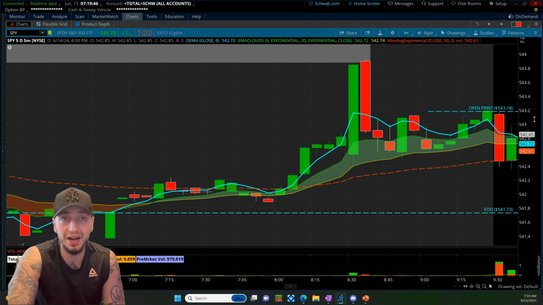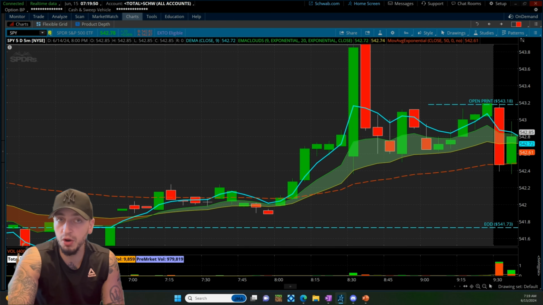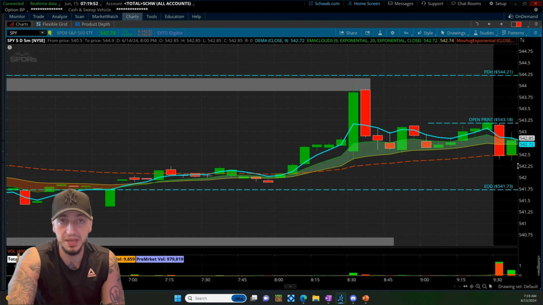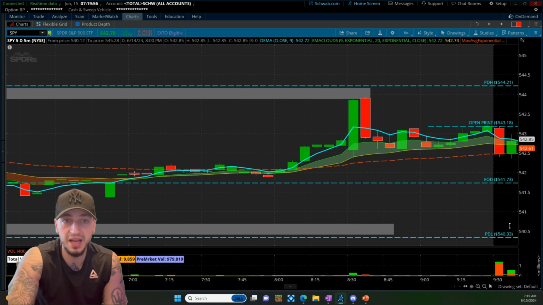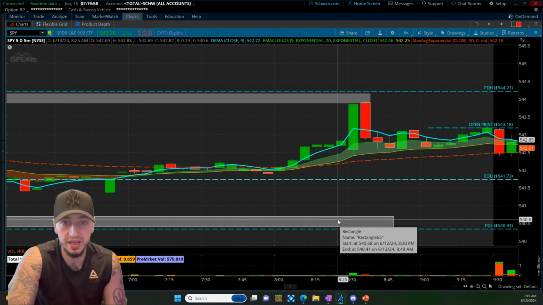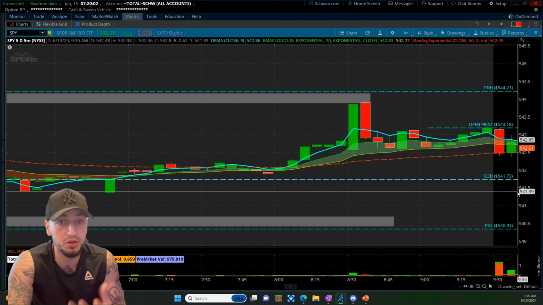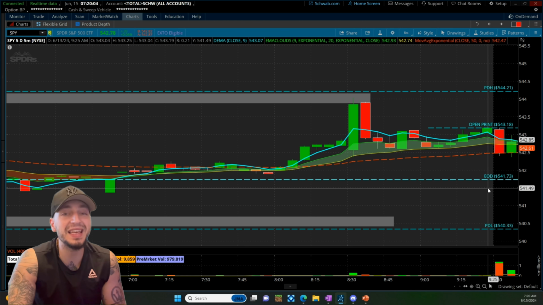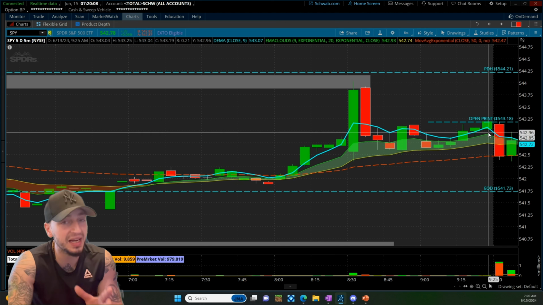So after identifying the critical level, we got open print. If buyers defend the open, I'm looking for longs targeting PDH. If sellers defend the open, I'm looking for shorts targeting end of day and previous day low. Bullish scenario, bearish scenario. How do we know if it's going to be bullish or bearish? The 50 EMA. This is where I'm going to watch price and how it reacts to that 50.